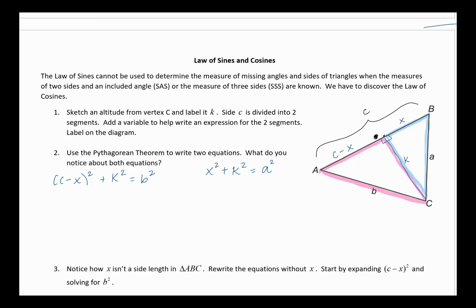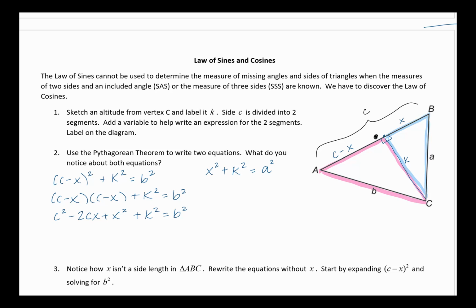So what we're going to do now is isolate k squared in both of them. And I also want to expand this binomial here. If you see something squared like that, it's the same thing as c minus x times c minus x plus k squared equals b squared. So this would be c squared minus 2cx plus x squared plus k squared equals b squared. I just FOILed this out to get there and then combined like terms.